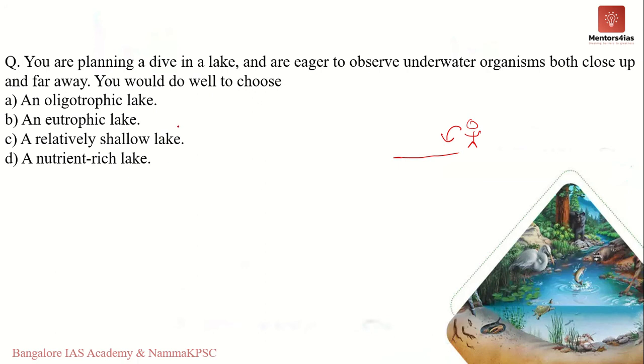See, eutrophic lake and nutrient rich lake are almost the same. Now, if you have a nutrient rich lake or eutrophic lake, you have eutrophication, which I'll be discussing in the next video, which is not conducive for the growth of organisms or fish. So obviously B and D are cancelled. If you have a relatively shallow lake, once again it is not going to support a great diversity. So obviously it has to be the oligotrophic lake. So the correct answer is oligotrophic lake.